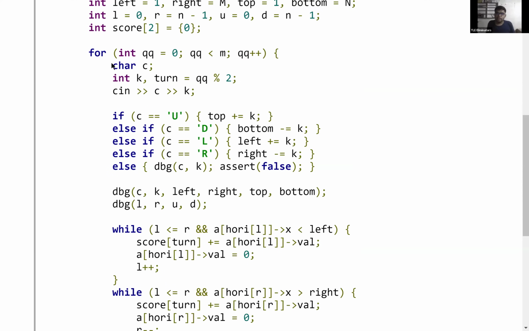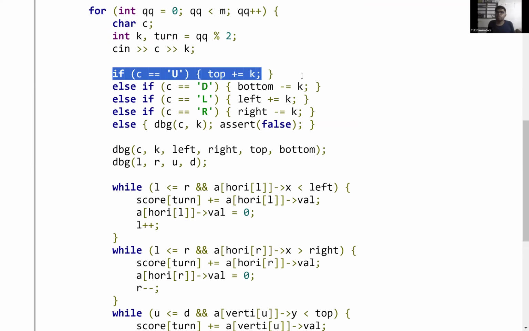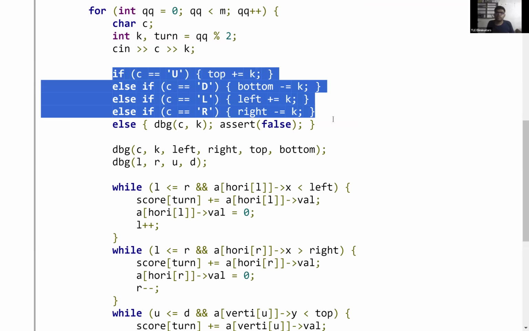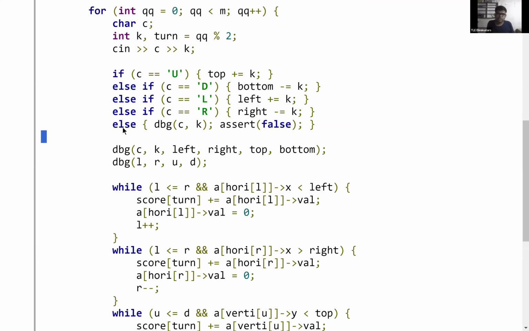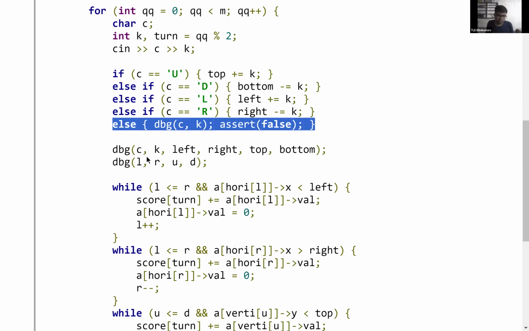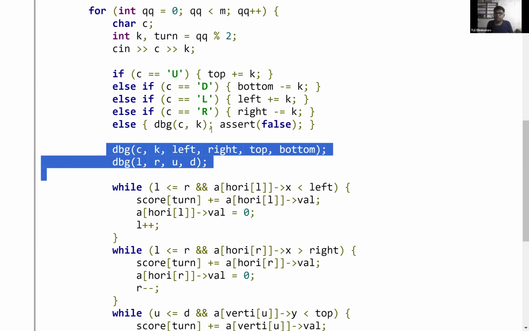And then here I am taking the input for each and every move, and depending upon whether the move was up, down, left, or right, I'm making some changes. And this is an else condition, just to make sure that if some problem occurs, then I will get to know about it. And you can ignore the dbg lines.